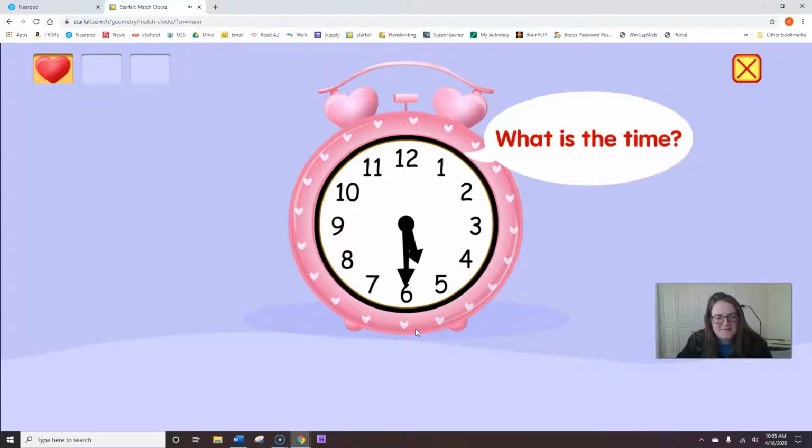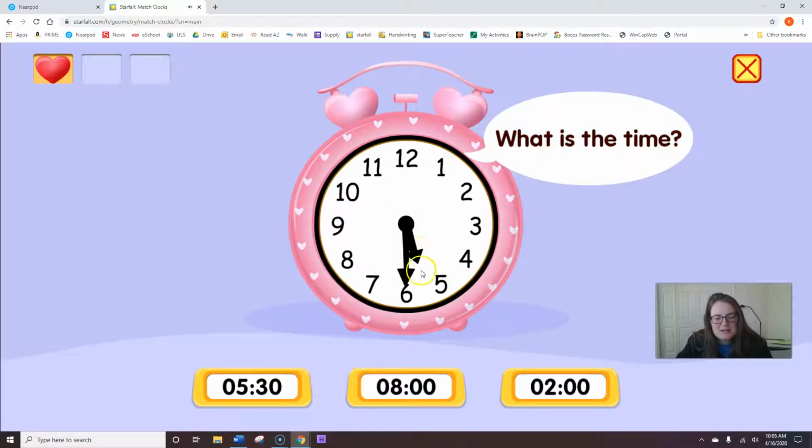What is the time? So we always start with the little hand, and it's between the 5 and the 6. So it didn't cross the finish line to 6 yet. That means it's 5 something. So it could be 5:30. It can't be 8 o'clock, and it can't be 2 o'clock. That means it's 5:30, but we're going to check the minute hand too to make sure it's on the 30.